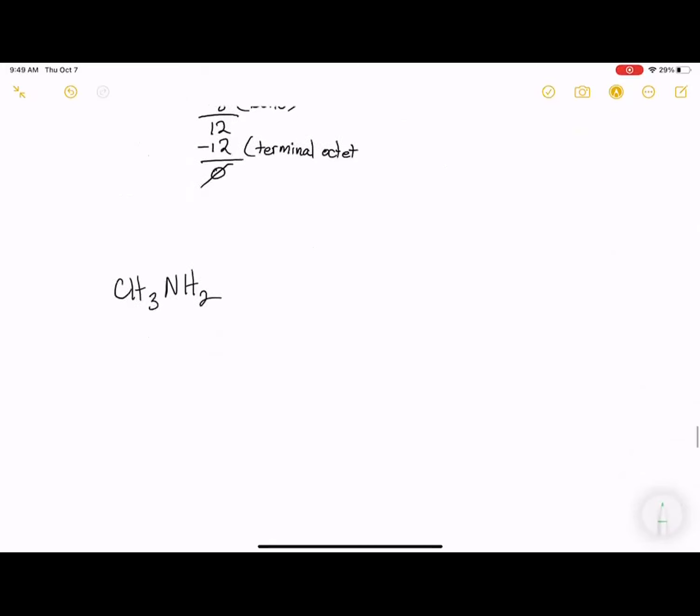Let's do one more. I think it's one more, yep, before we go back to Chem 101 and do another set. This one is tougher. This one is tougher because you have multiple central atoms.